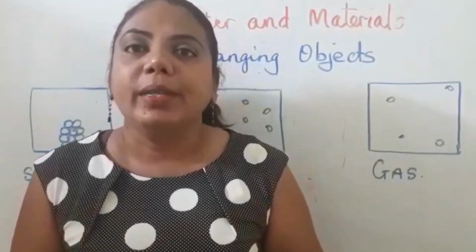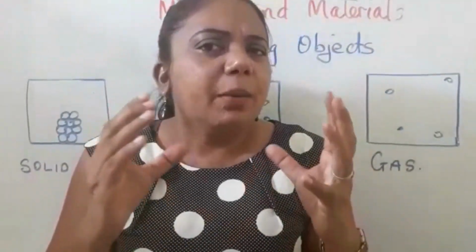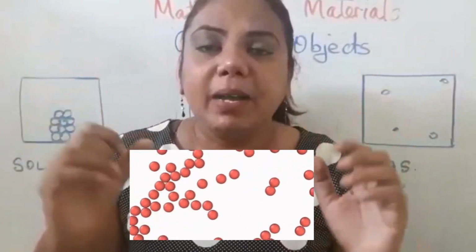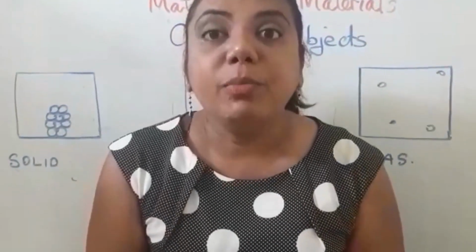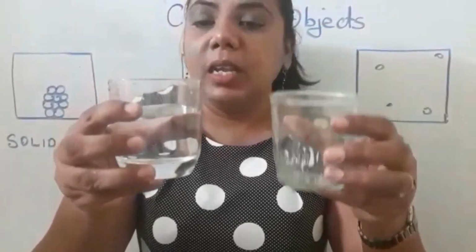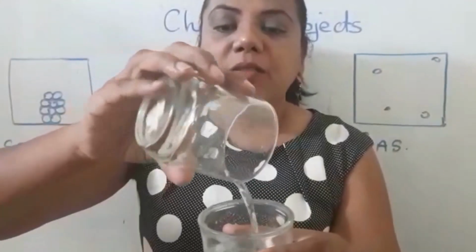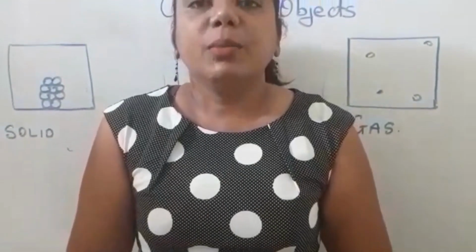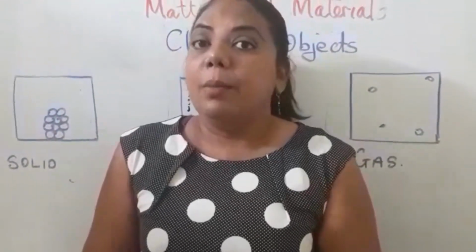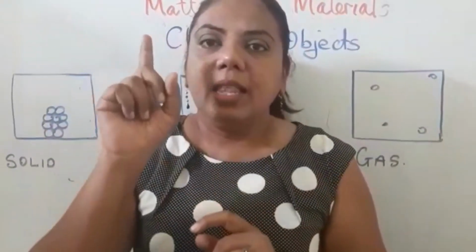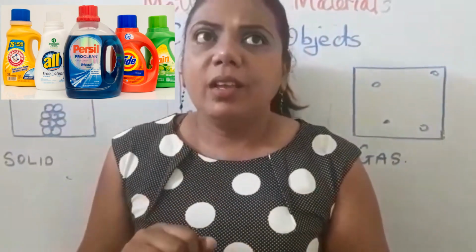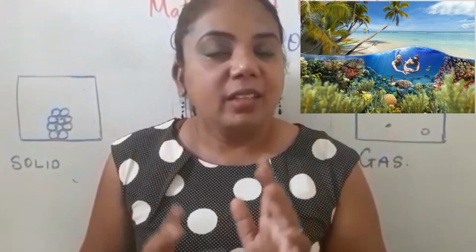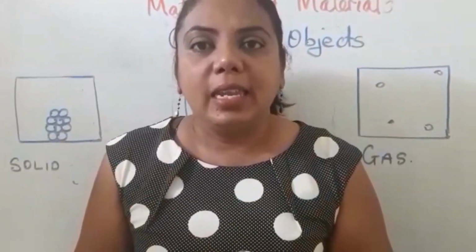Now let's look at liquid. Liquid is not compact like solid. The molecules are further apart. One of the most important examples is water. This is a liquid, very important for life. Some other examples of liquids are beverages, liquid detergents, the rain, beaches and oceans.